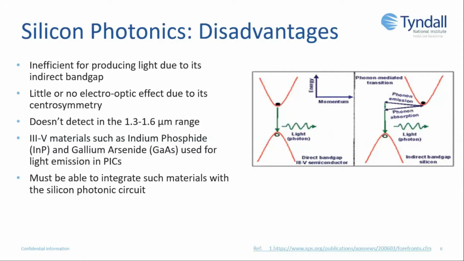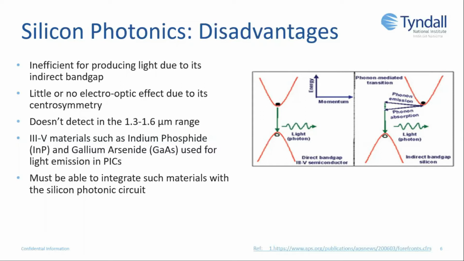Silicon is also centrosymmetric. As a result of this, it lacks or has a very weak electro-optic coefficient. So this means that it wouldn't be used for fabricating modulators. And while silicon is transparent in the telecommunication wavelength range of 1.3 to 1.6 microns, it doesn't actually detect in that range. So you also couldn't use silicon for a photodetector.